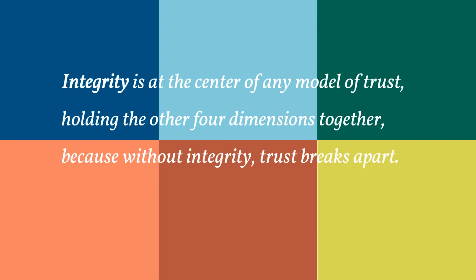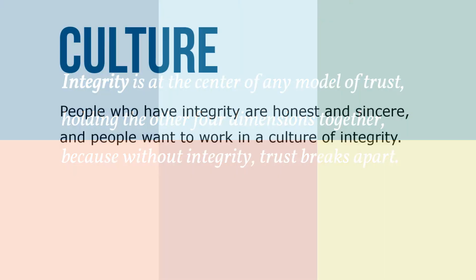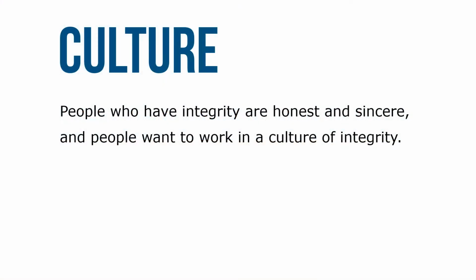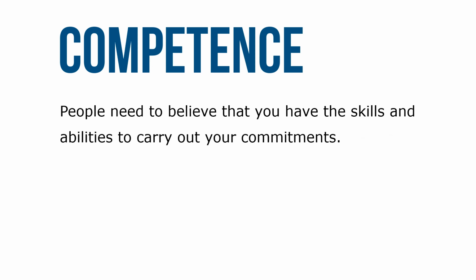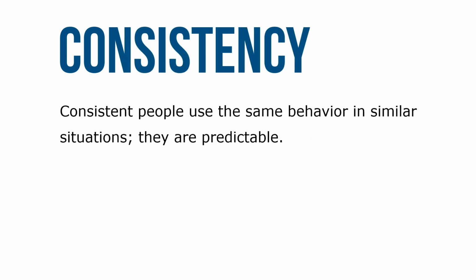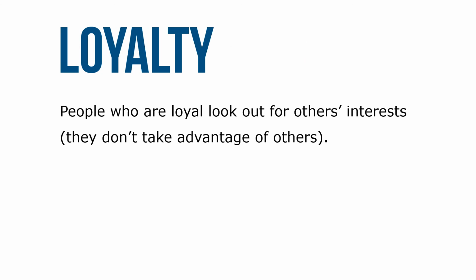Integrity is at the center of any model of trust, holding the other four dimensions together because without integrity, trust breaks apart. People who have integrity are honest and sincere, and people want to work in a culture of integrity. People need to believe that you have the skills and abilities to carry out your commitments. Consistent people use the same behavior in similar situations. They're predictable. People who are loyal look out for others' interests. They don't take advantage of others.